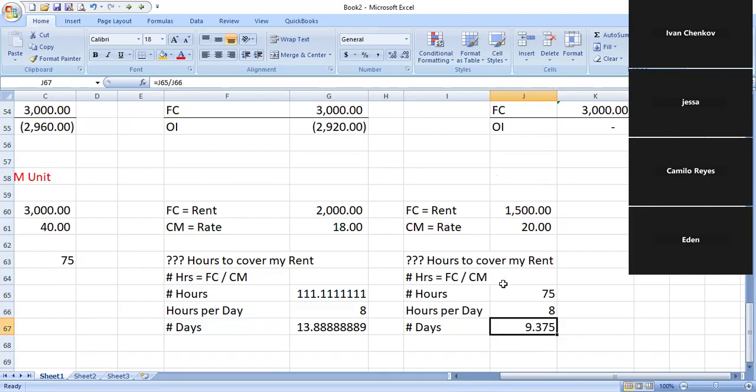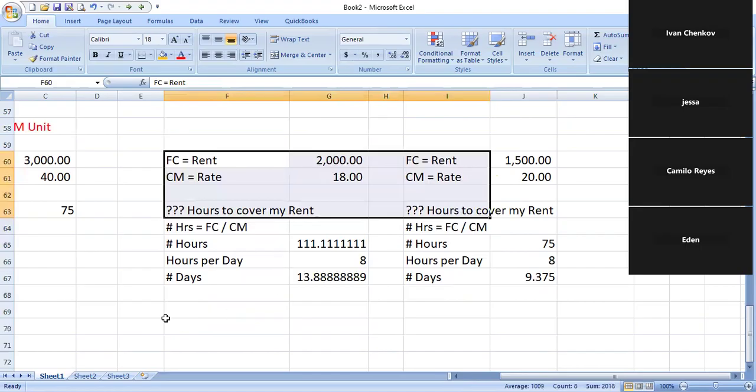So this is your actual application of doing this calculation. The opportunity here is either the rent goes down or the rate goes up. If the rate goes up, since the rate is the denominator, the number is going to go down. If the fixed cost goes down, the number of hours is going to go down. There's another application of this one.